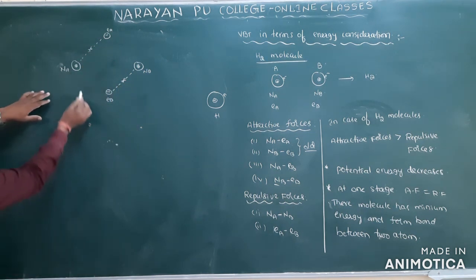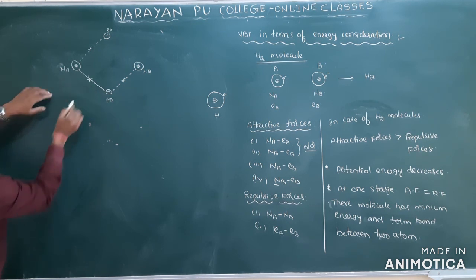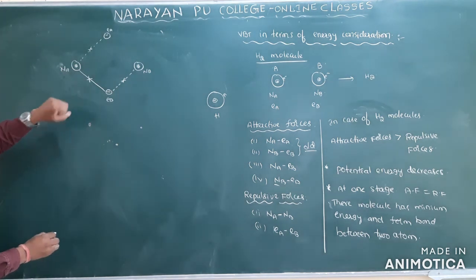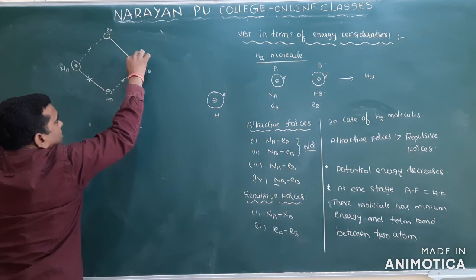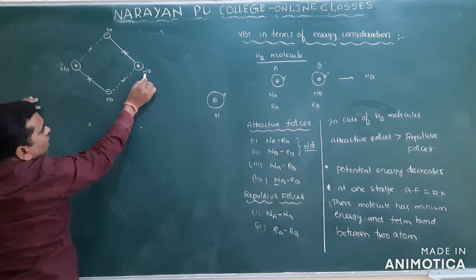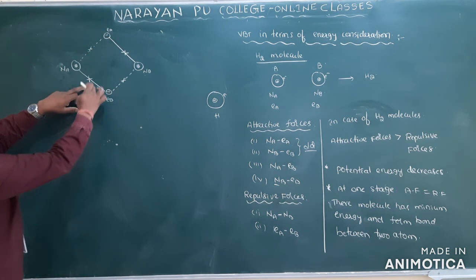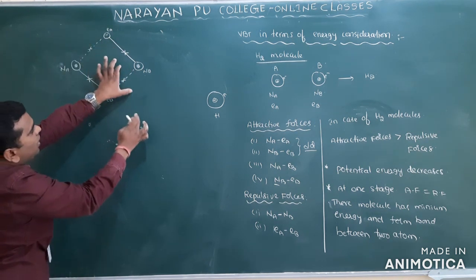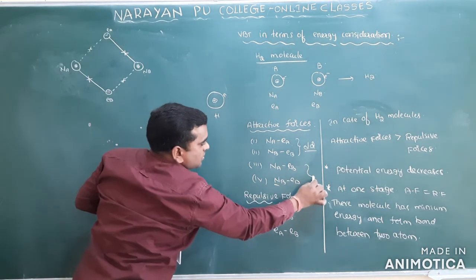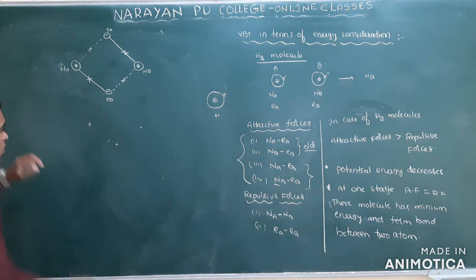What are the new ones? This is the new one, when bond formation takes place: the nucleus of one atom and the electron of another atom. These are new attractions, and here also there are new attractions. Clear? The nucleus of another atom and the electron of A atom. So there are two old attractive forces and two new attractive forces. Total how many forces are there? 4. Clear? Repulsive forces. What are the repulsive forces?